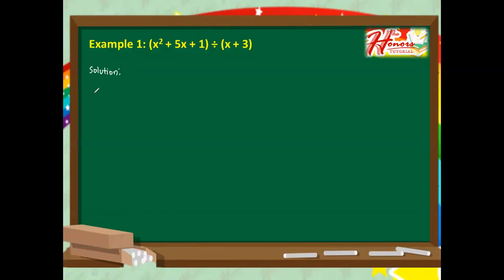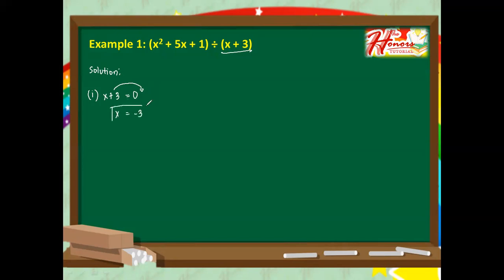This is the first thing that you have to do. Kindly get your divisor or the second given. So that is x plus 3. And then equate it to 0. And then after that, our goal is to have x only at the left side of the equation. So therefore, we are going to transpose positive 3 to the right side of the equation. So we have here x equals negative 3.